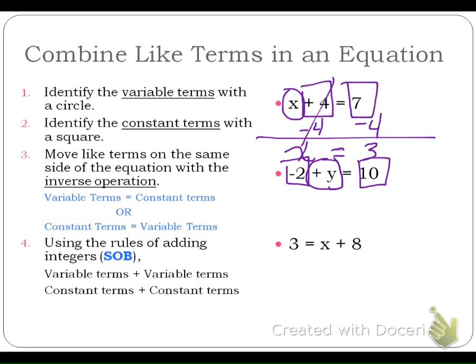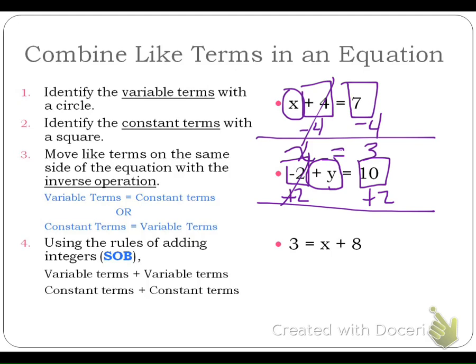So which do I move, the negative 2 or the positive 10? I need to move the negative 2. I want to get it away from the variable. My goal is to get the variable all by itself. So I need to make a zero pair with that negative 2. The zero pair would be a positive 2. And whatever I do to one side, I must do the other. So that's using that inverse operation so that it can cancel out.